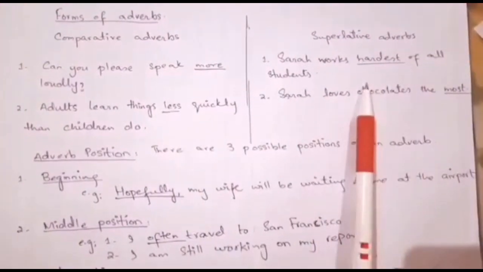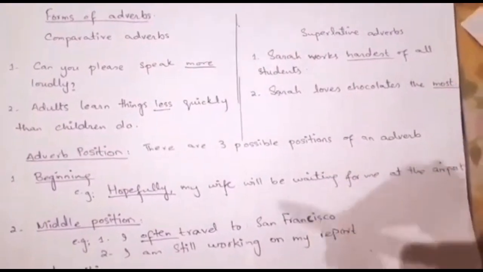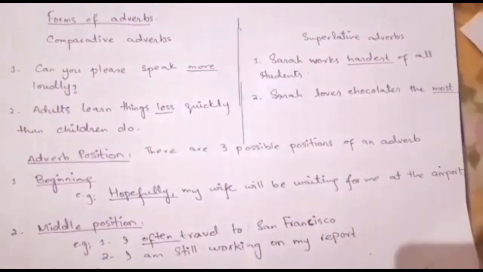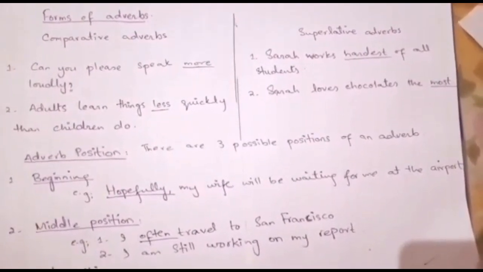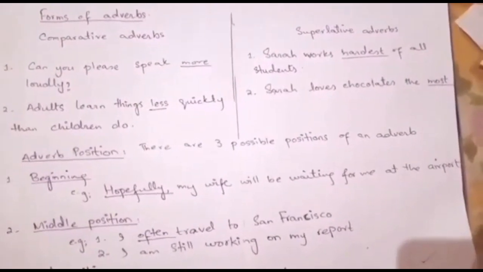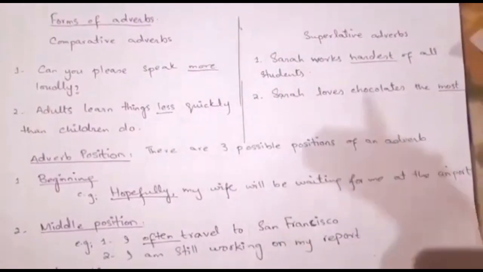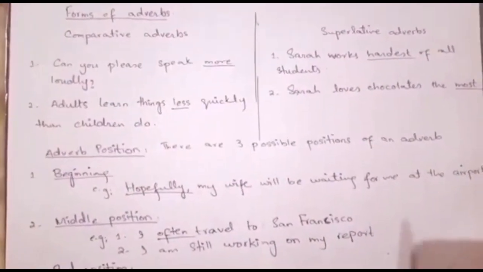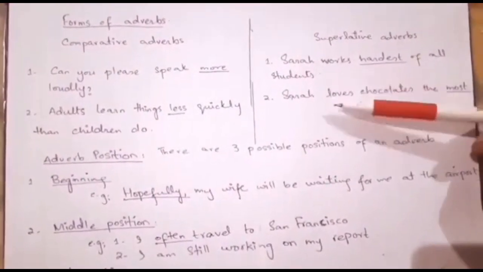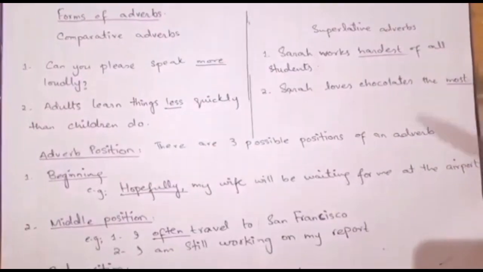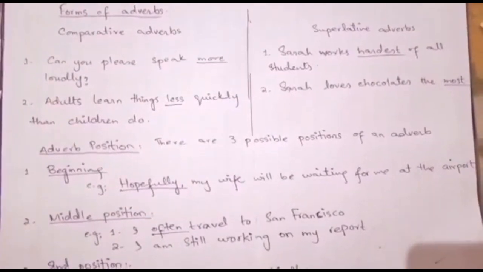Coming towards the superlative adverbs. So superlative adverbs, when we compare 3 or more people, places or things, then that is used to state that the action performed is to the highest degree within a group or of its kind. So this is called as superlative adverbs. For instance, Sarah works hardest of all students, or Sarah loves chocolates the most. Both of these sentences have superlative adverbs.